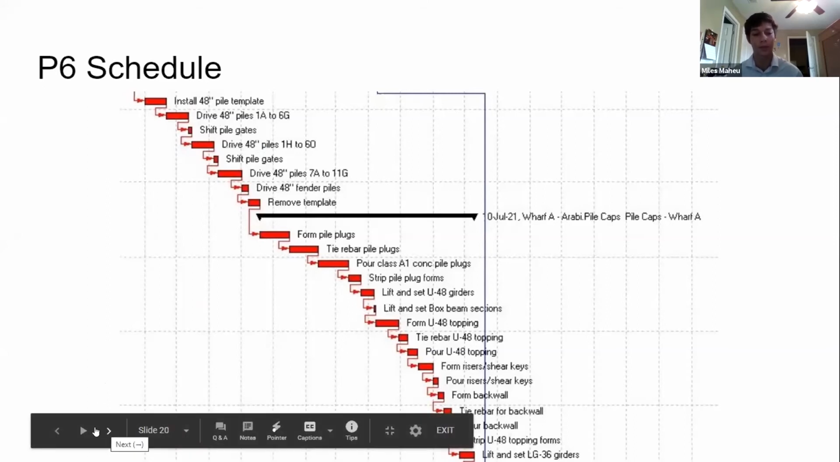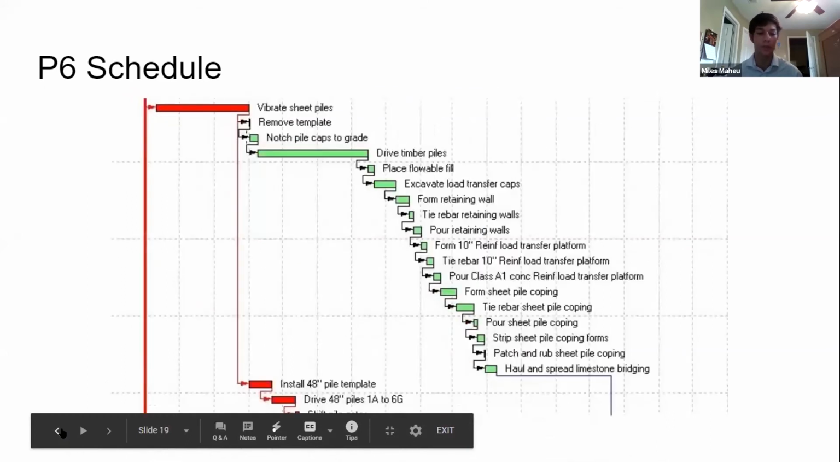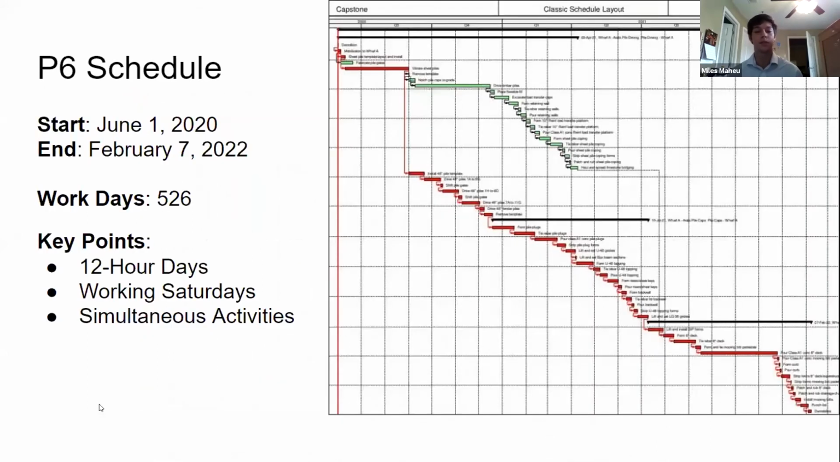Jacob, if you can go back to the first P6 slide, please. And so some of the highlights that we chose for the schedule, and we determined this by figuring out the productivity rates. We decided to go, as Mark had said, with 12-hour days working 6 days a week. Now this includes Saturday work days, and because of that, we were able to achieve our time.